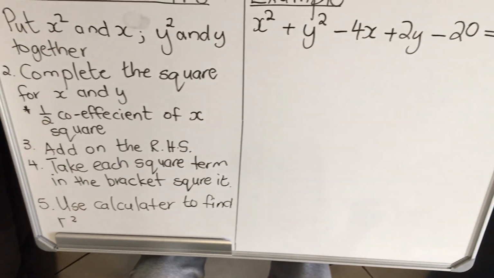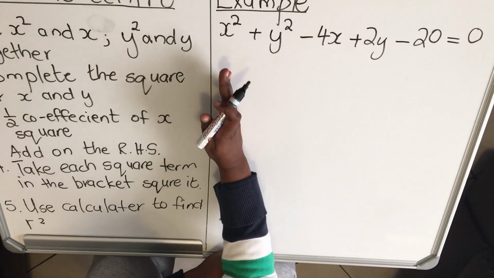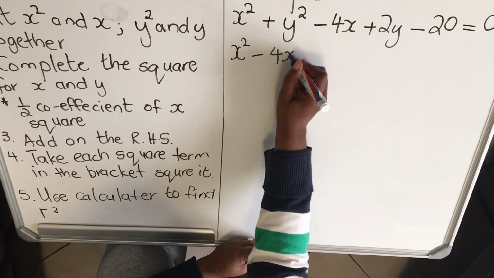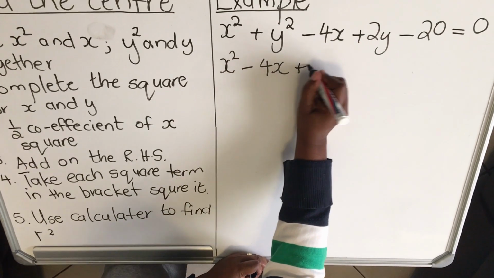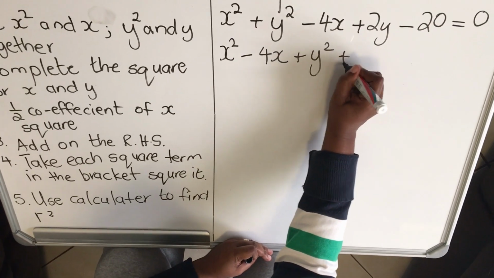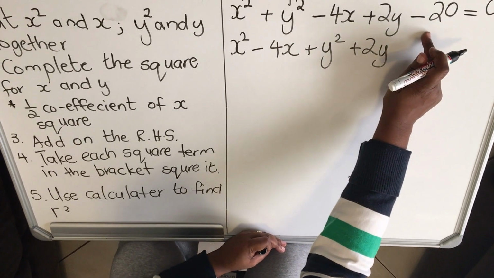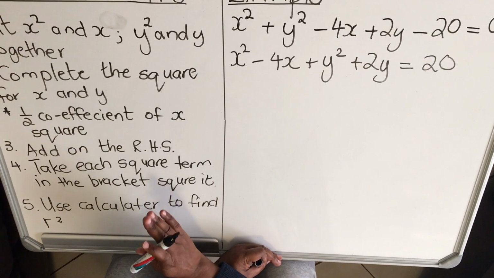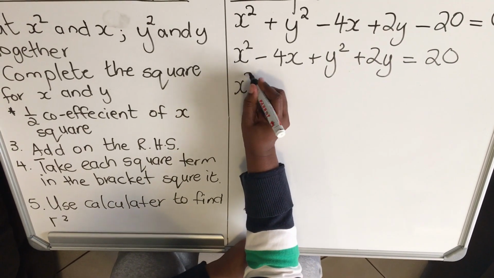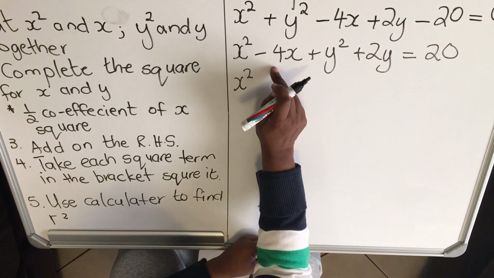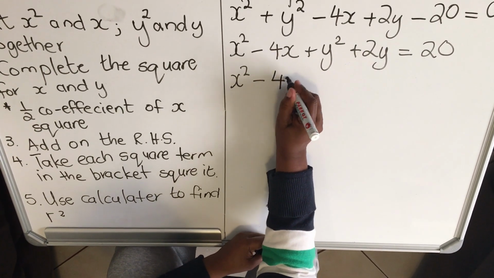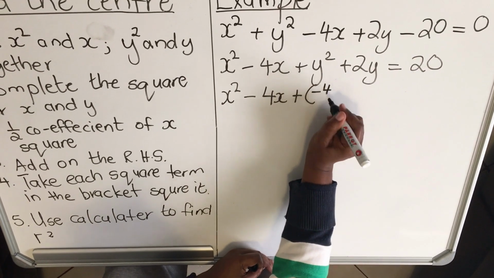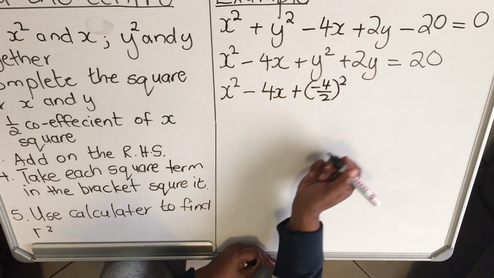Okay, now let's look at the example. On this example, they say we must put the x and the x squared together. So I'll have x squared minus 4x together plus y squared plus 2y together, and the number we take to the right hand side, minus 20, right? And then the next thing they say is we must complete the square. So x squared, what is the coefficient of x? It is minus 4. So I'm going to write that, minus 4x. Then I'm going to add half the coefficient of x. The coefficient of x is minus 4. Half it, then square it.